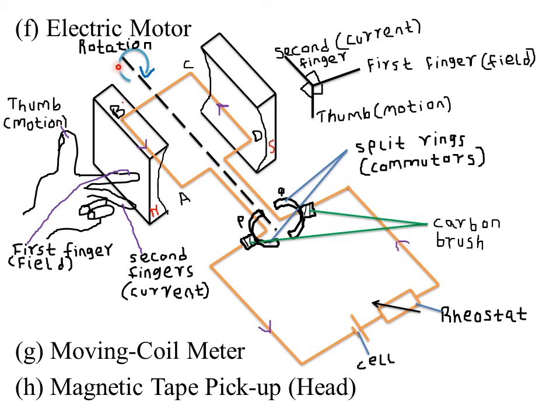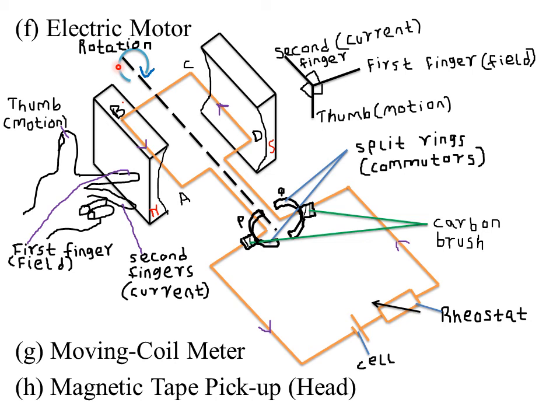So since AB experiences a downward force and CD an upward force, the coil ABCD will continue rotating in the clockwise direction as long as the current is flowing through it continuously. The speed of rotation of the coil increases with the increase in the strength of the current flowing through the coil. Now, if the terminals of the battery are interchanged, then the direction of the current is reversed, and the direction of rotation of the coil is also reversed.